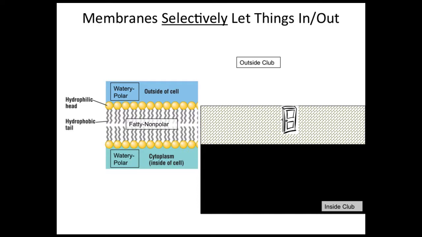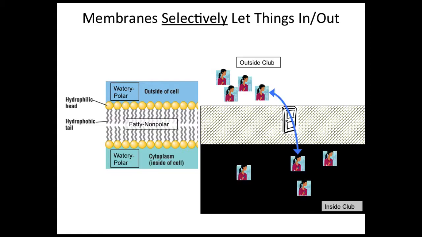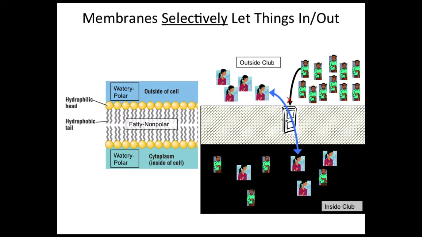To help us understand this, let's think about the club. So if we go outside the club or inside the club, the wall with the door is our cell membrane. Outside the club, the ladies line up, and the ladies want to get in the club. And of course, the bouncer lets all the ladies in. They go through the door, and they disperse throughout the club. And then the dudes line up, and of course there's a lot of dudes that want to get in, but the bouncer can't let them all in because there'd be way too many dudes. So he selectively lets the dudes in so that we have an even ratio of men to women.